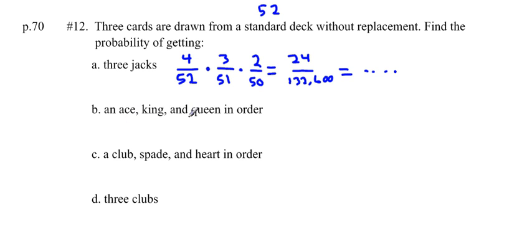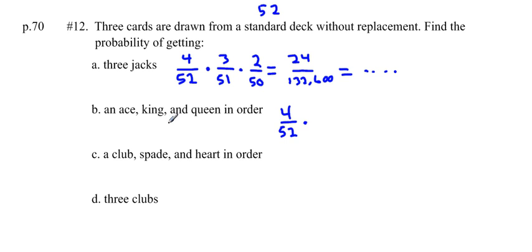So next one, an ace, king, and queen in order. Now don't let the words in order throw you off. Here's what I mean by that. Well, let's address that as we do the problem. First of all, probability of drawing and getting an ace. There are 4 aces in the deck out of 52 cards.